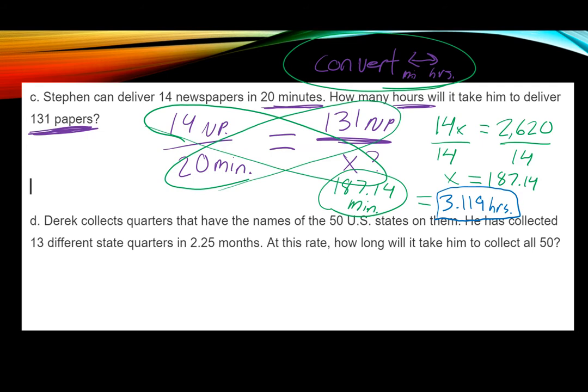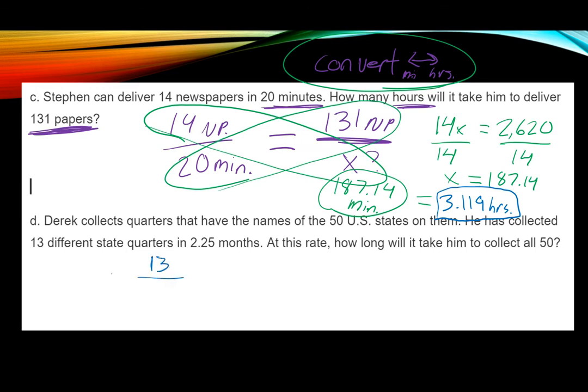Next, we look at Derek collects quarters that have the names of the 50 U.S. states on them. He has collected 13 different state quarters in 2.25 months. At this rate, how long will it take him to collect all 50?